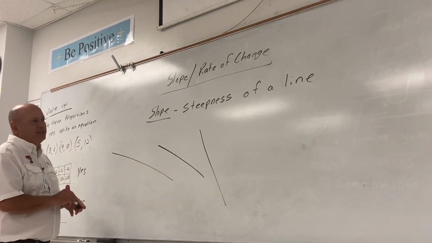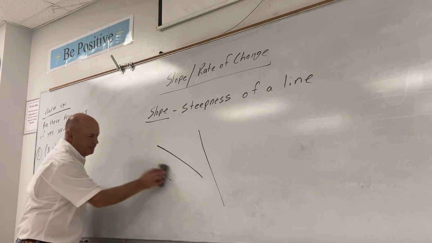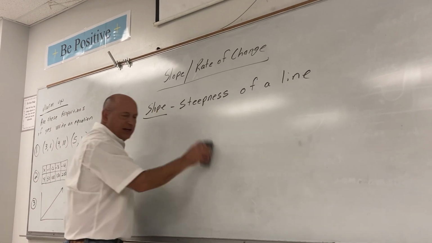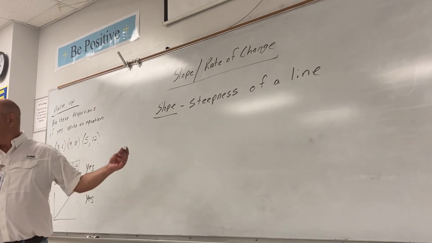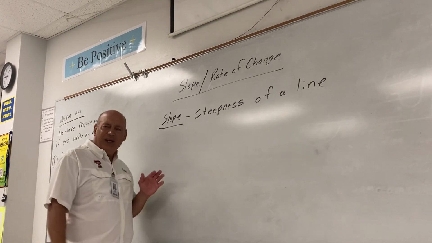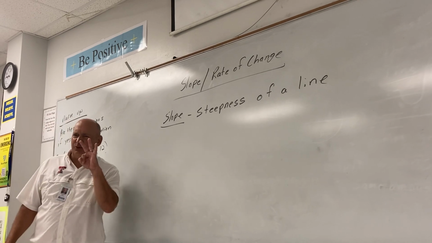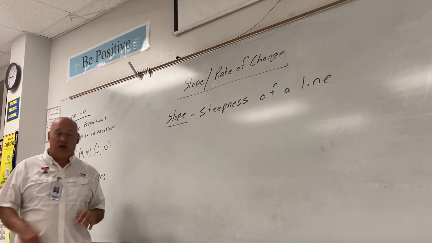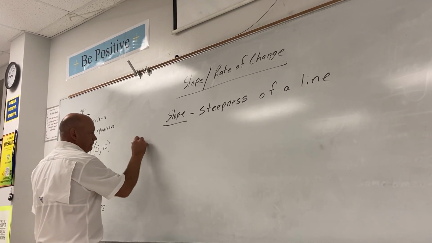So, the steepness of a line is what we call the slope. And that makes sense when you go skiing. Dude, that's a nice slope, you say on the ski run. Now, we have about 3 different ways to find slope. We're going to cover all of that. Let's start with the table.